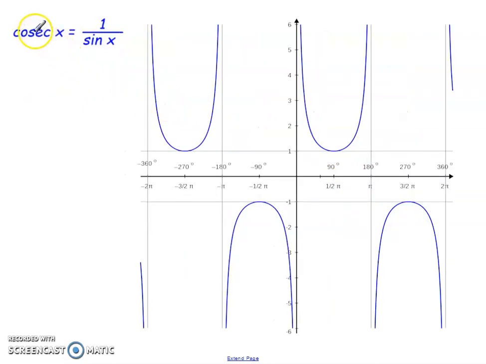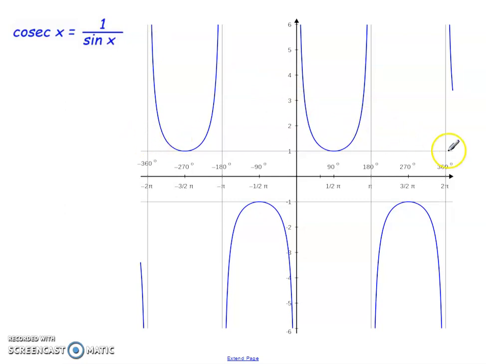The second one is cosec x. Cosec x is given by 1 over sine x. So it has a similar format to sec x, the only difference being this one uses sine rather than cosine. Again, if you look here, this is the graph of this one. And again, we see vertical asymptotes and horizontal asymptotes.